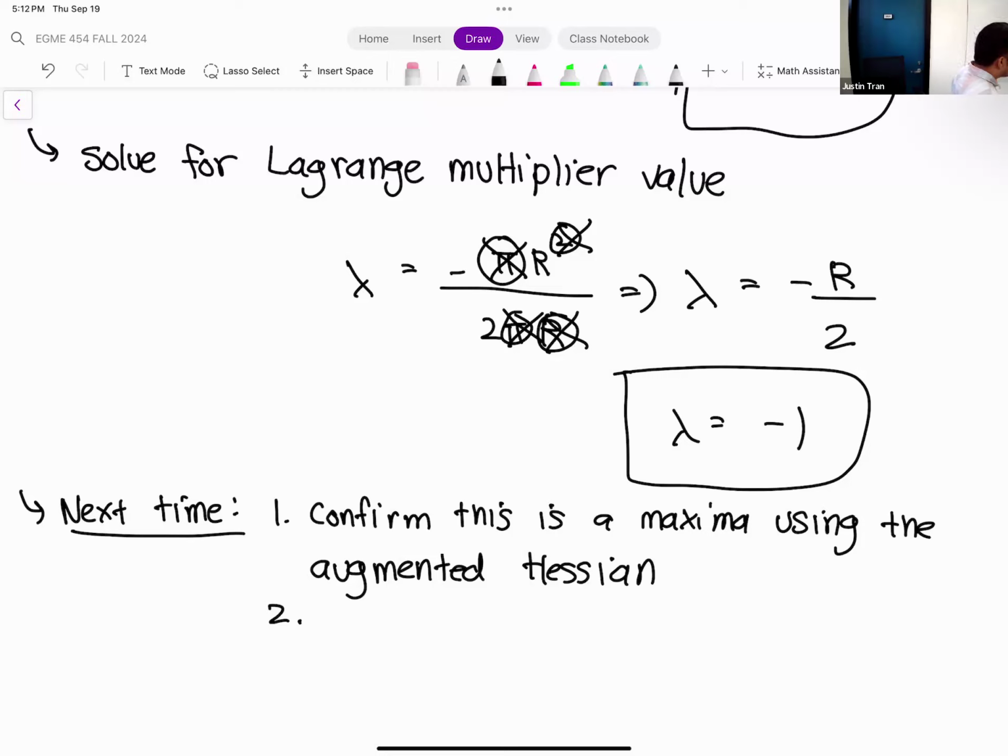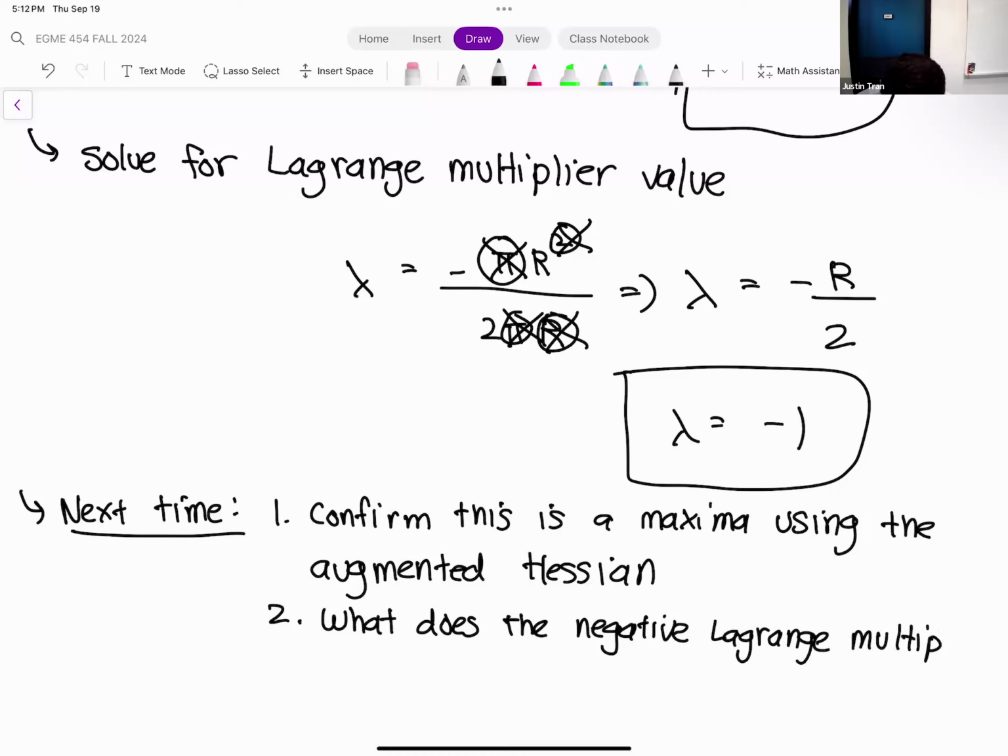Second thing we're going to do is look at this Lagrange multiplier value. We got a Lagrange multiplier value of -1, and that is actually significant. The most notable case is that we got a negative sign for a Lagrange multiplier. Next time we'll discuss what it means to have a negative Lagrange multiplier. What if your Lagrange multiplier is positive? Is it possible to get a Lagrange multiplier of 0? What does that mean?